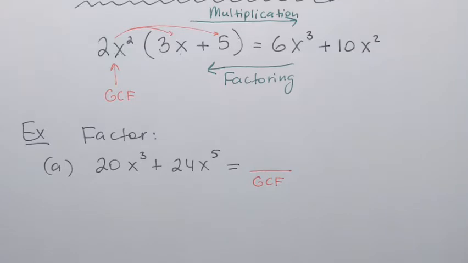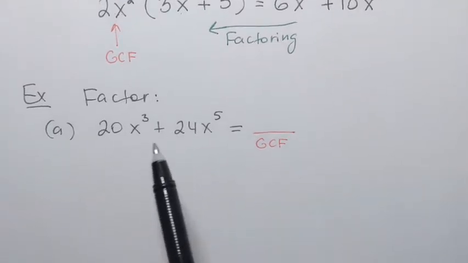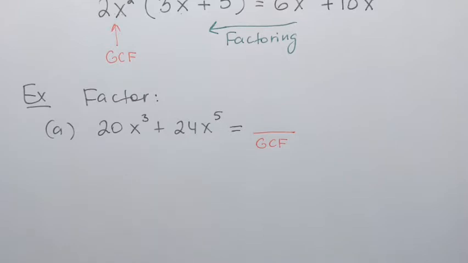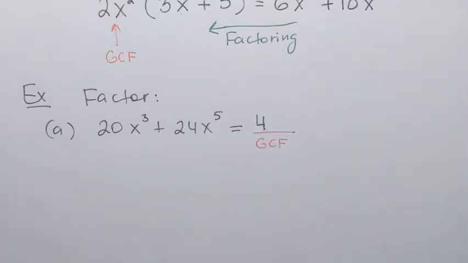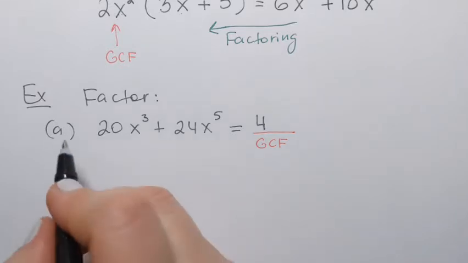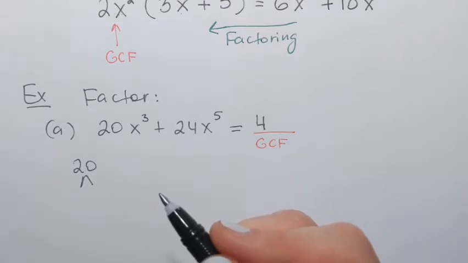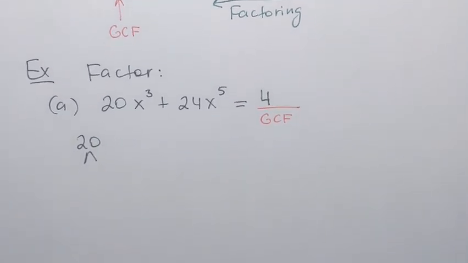Now, what's the GCF? When we look at the numbers 20 and 24, we need to find the largest number that divides 20 and 24. So I think that's 4. I think 4 is the largest number that divides both of them. But remember, we can double check. There's a way to make sure that we got the right GCF. That method is called prime factorization. So we're going to split 20 and 24 into prime factors.